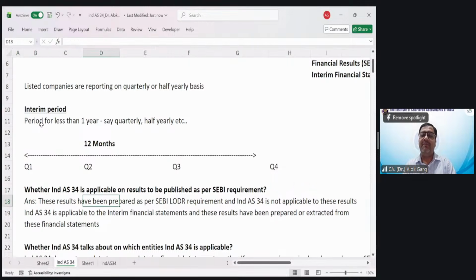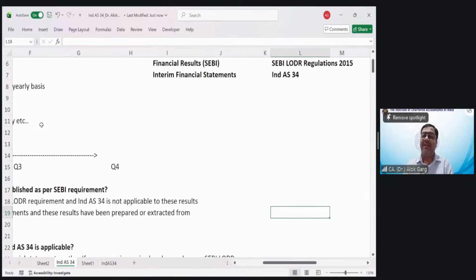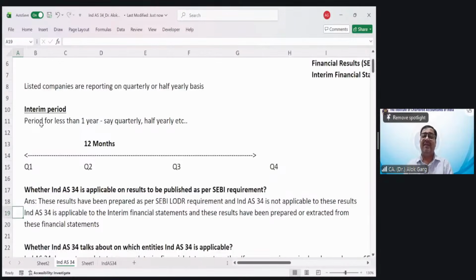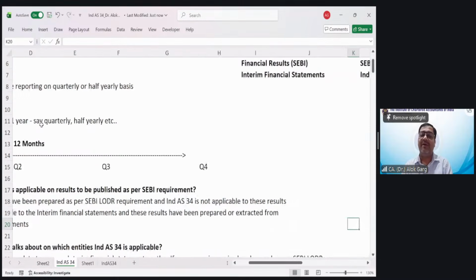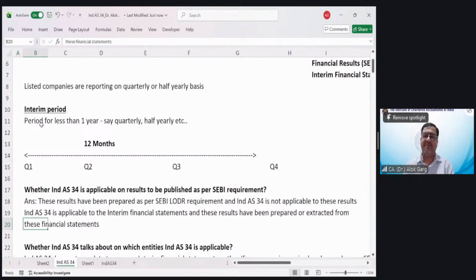These results have been prepared as per SEBI LODR requirement, and Ind AS 34 is not applicable to these results. Ind AS 34 is applicable to the interim financial statement, and these results have been prepared or extracted from these financial statements. Friends, let me show you one of the financial results to be filed with the SEBI.